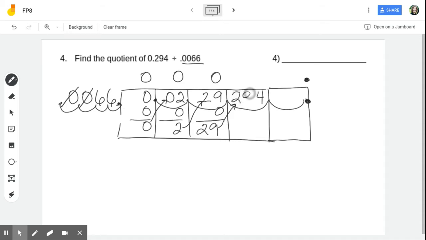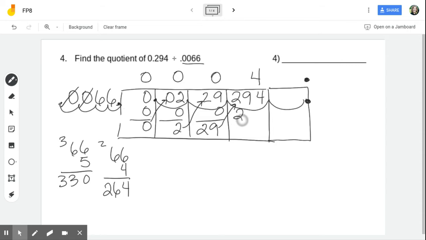Now we've got to pop all of this up. We've never done one like that before. 294. So we have to figure out how many times 66 goes into 294. 294 is almost 300. Well, let's make it 60 just for the fun of it. 60 times 5 is 300. Let's just see what 66 times 5 is. 330. It's too big. So we think it's probably going to be 4. 264. So that's good. So 4 times 66 is 264.